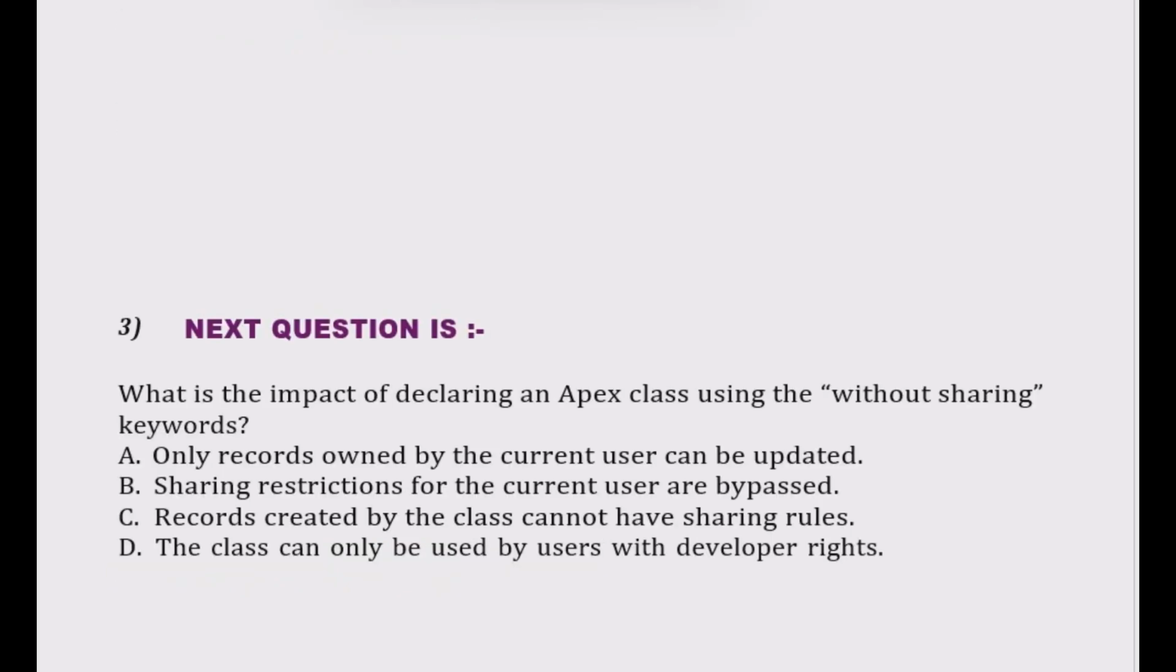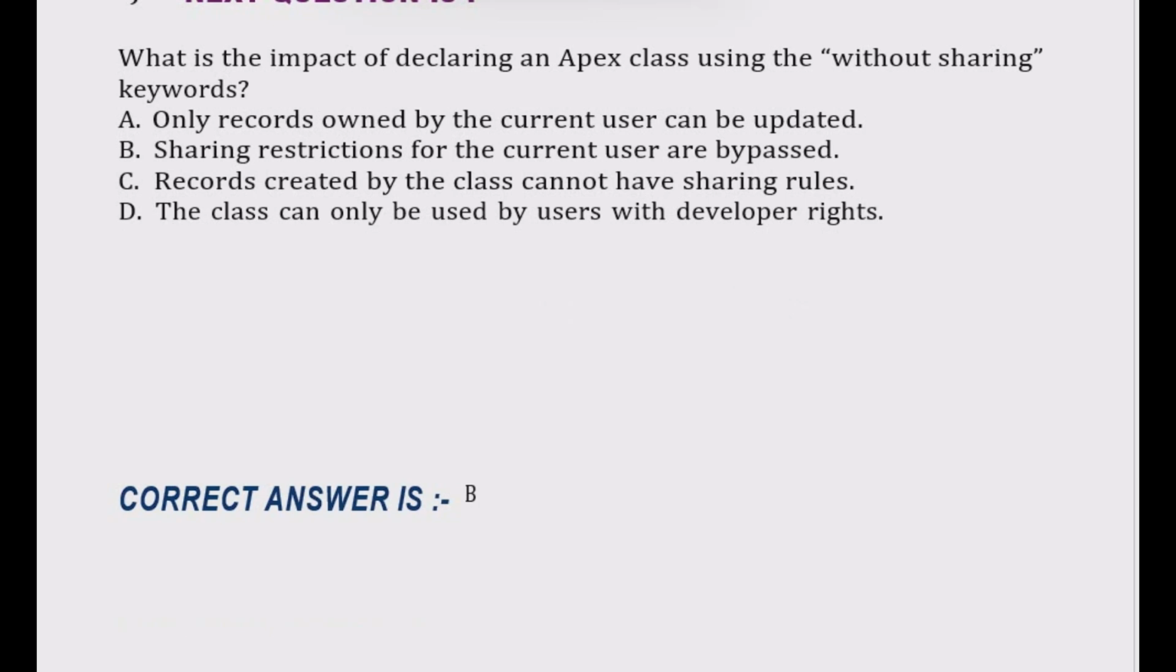Question is what is the impact of declaring an Apex class using the without sharing keywords? Option A only records owned by the current user can be updated. Option B sharing restrictions for the current user are bypassed. Option C records created by the class cannot have sharing rules. Option D the class can only be used by users with developer rights. Correct answer is option B.